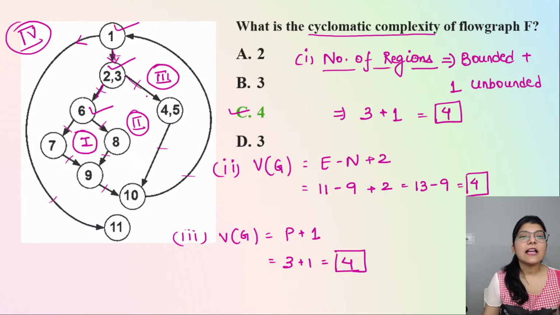Clear? So in this example, 2, 3 is the node that is having two paths, that is 6 and 4, 5. Then 6 was the node that is having two paths, 7 and 8. And 1 is the node that is having two paths, either 2, 3 or 11. Clear, everyone?